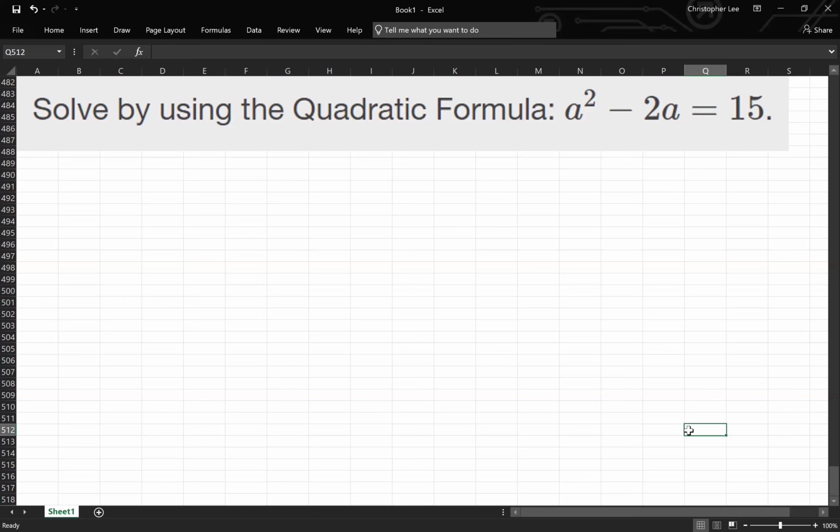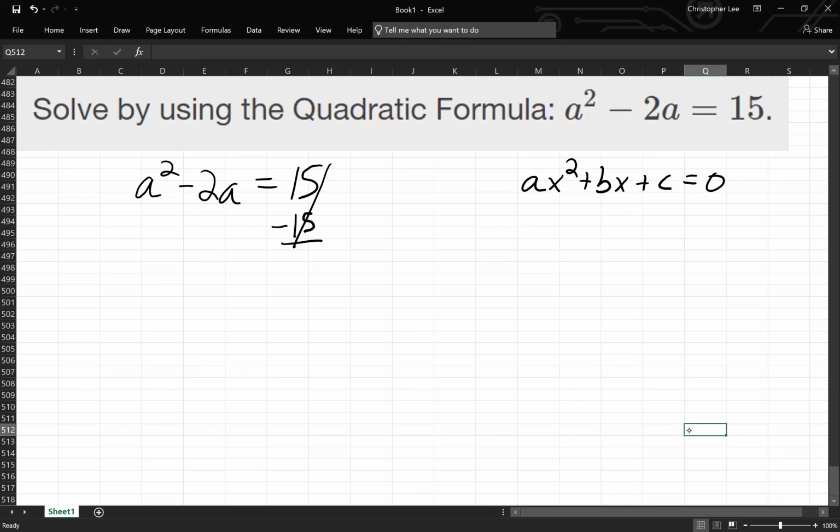So remember, I have a problem with this question. This question, which is a squared minus 2a is equal to 15, is not in standard form. Standard form is ax squared plus bx plus c is equal to 0. So what am I going to do? I'm going to put this into standard form, and I do that by simply getting rid of this 15. So I'm going to subtract 15 from here, but when I do to one side, I do to the other. So now what do I have? A squared minus 2a minus 15 is equal to 0.